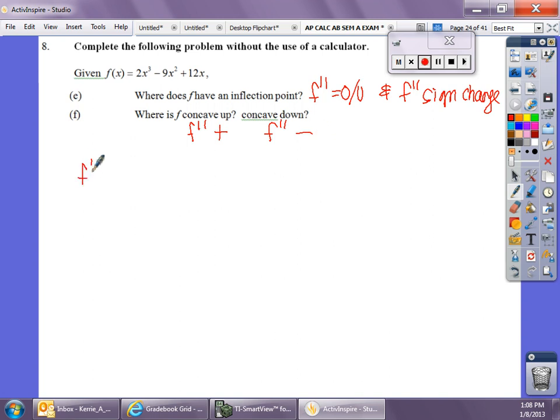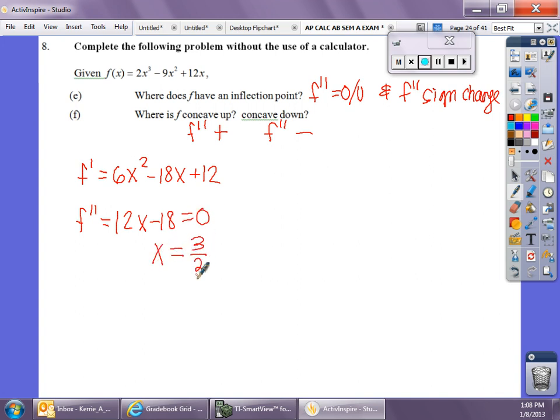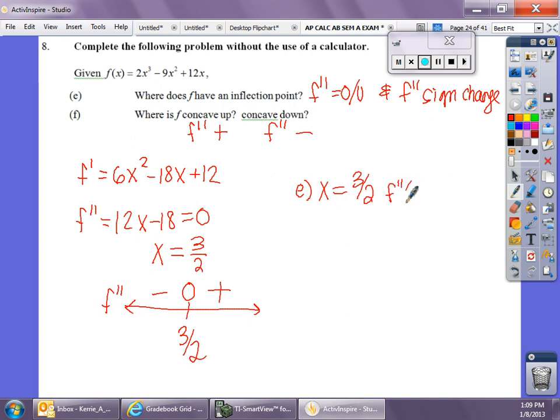So, given that the first derivative was 6x squared minus 18x plus 12, my second derivative would be 12x minus 18 set equal to 0. x is equal to 3 over 2. There's my second derivative sign chart, domain of all real numbers. If x is equal to 3/2, that's where my second derivative is 0. My sign chart looks like this, minus then plus. Therefore, I have a point of inflection, letter E, at x equal to 3/2, because I showed that the second derivative at 3/2 is equal to 0, and f double prime changes sign.